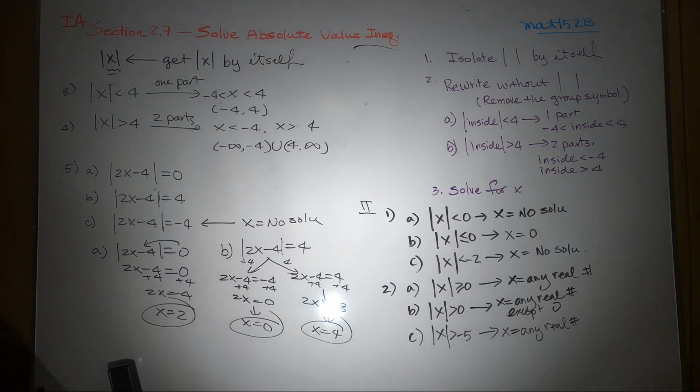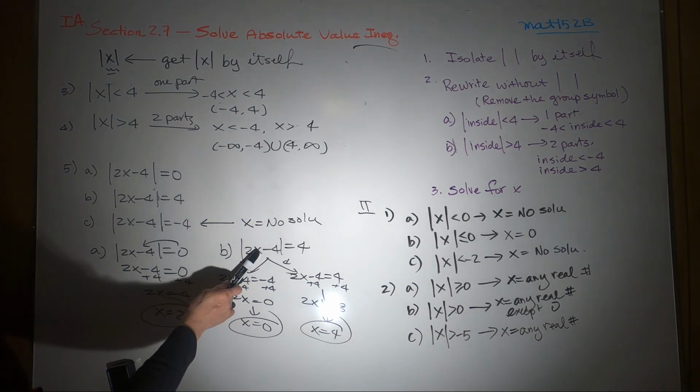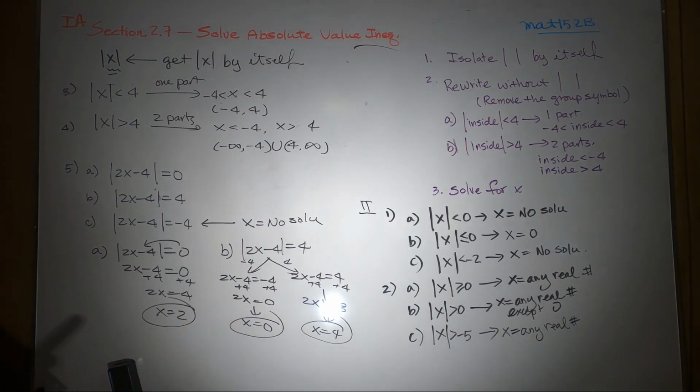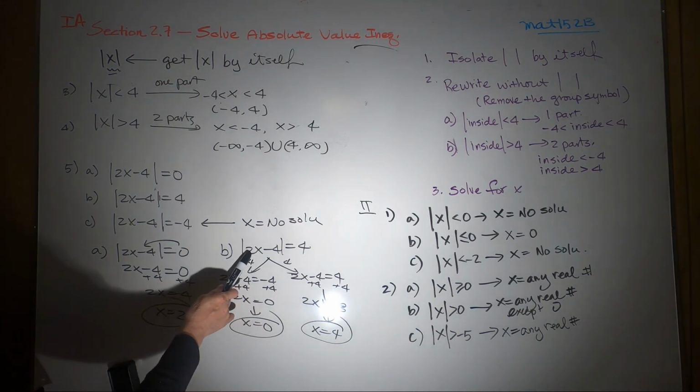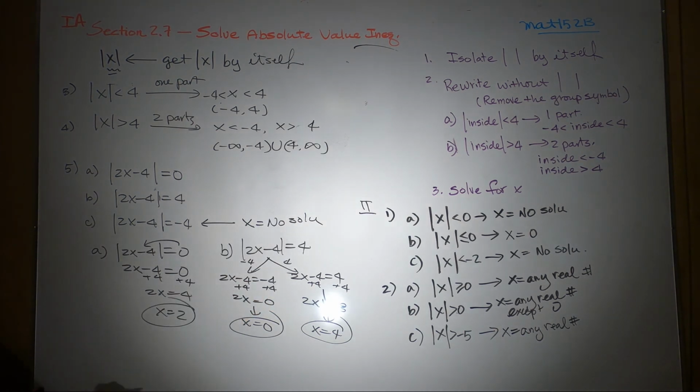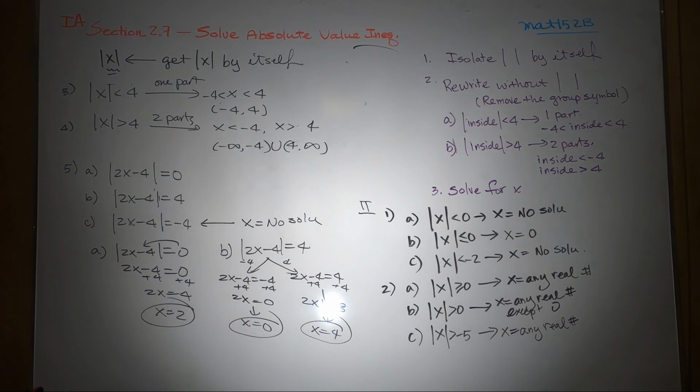So if you take a look, you check. 2 times 0, 0, 0 minus 4, -4. Take absolute value of -4, it's 4, right? And for the 4, 4 times 2 is 8, 8 minus 4 is 4, absolute value of 4 is 4, right? So we can check it that way.